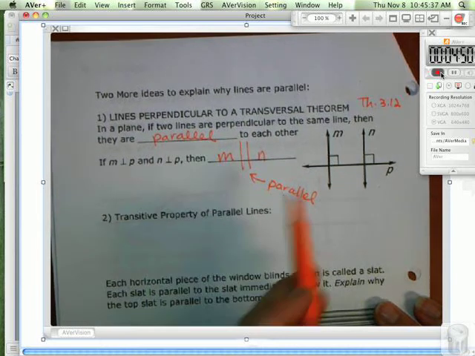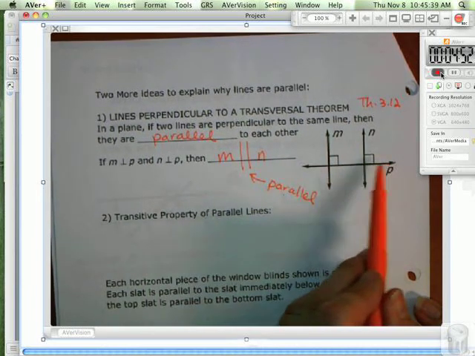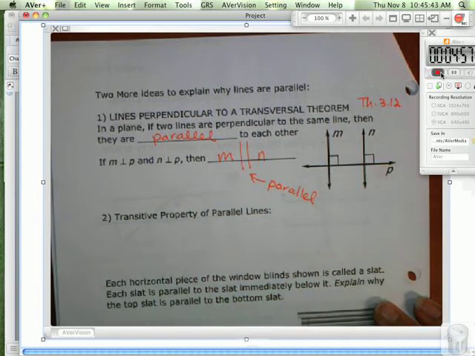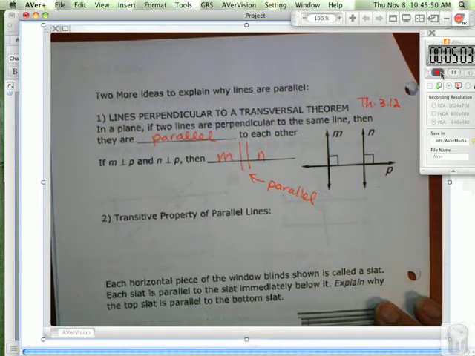So they're saying if M is perpendicular to P and N is perpendicular to P, then we can say that M and N are parallel. Okay? All right, transitive property.